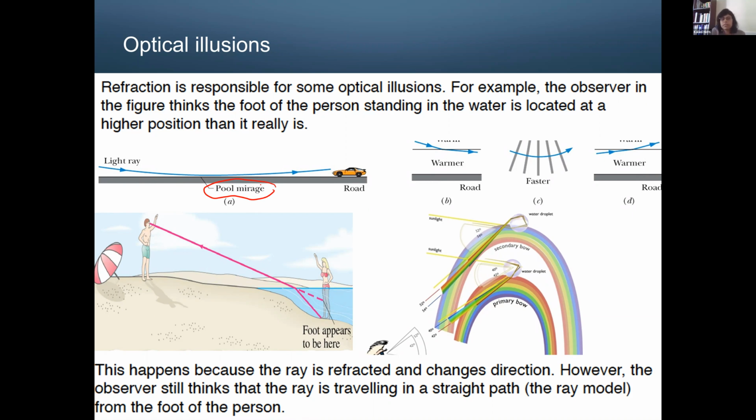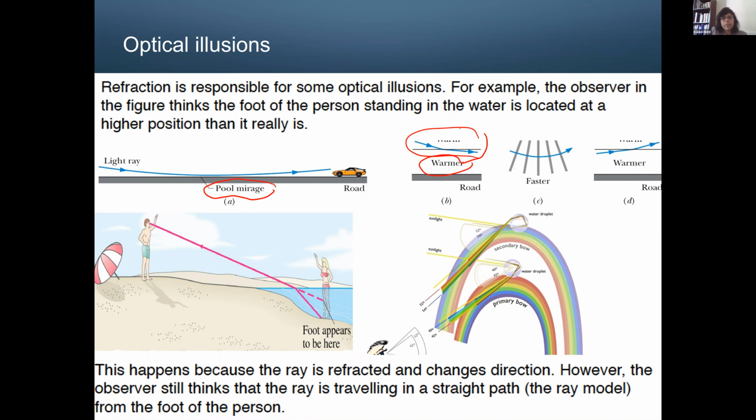A simple example is usually when you have warmer air, your refractive index, that we're going to discuss in a minute, will be smaller. Because of that, your bending of light will be different from when the road is getting hot, then your refractive index is getting lower, then you're going to see the refraction in your sight. That's basically the pool mirage that you're going to see.